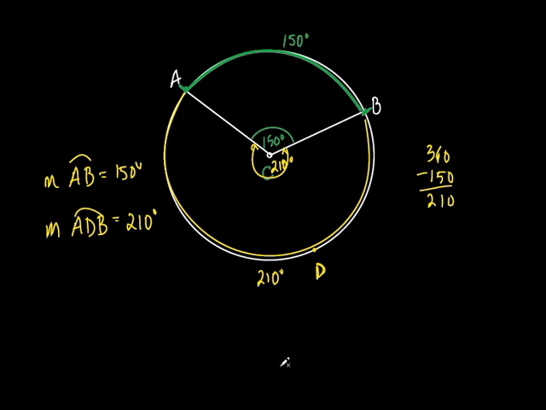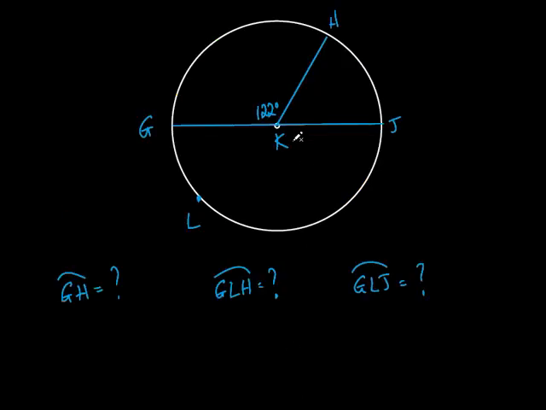Let's do a quick little example that kind of helps understand this a little bit better. All right, let's look at this situation. They got 3 questions right here. They say, what is arc GH, what is arc GLH, and arc GLJ? So let's start with the first one. First one's pretty easy. It's just arc GH. So I'm going from G all the way to H. So what is that arc equal to?